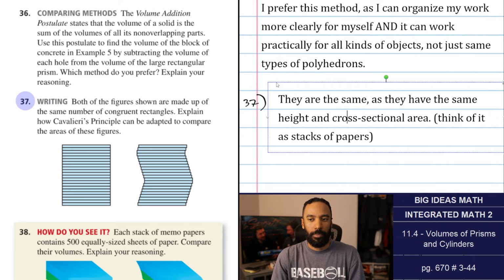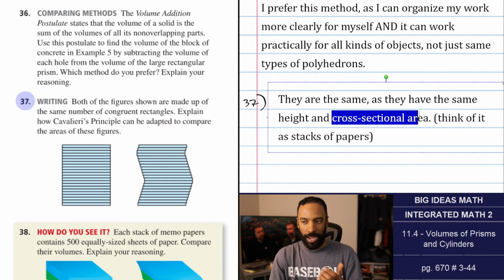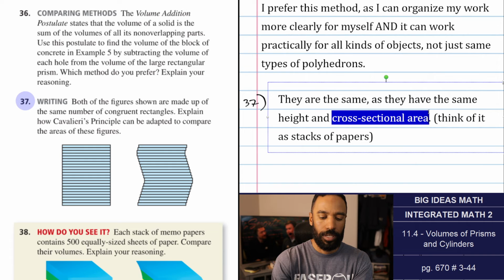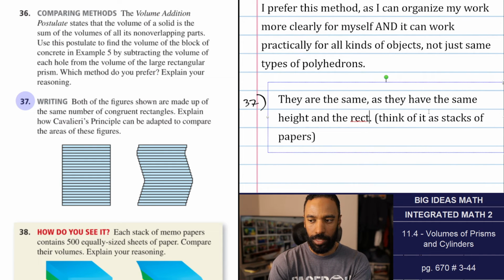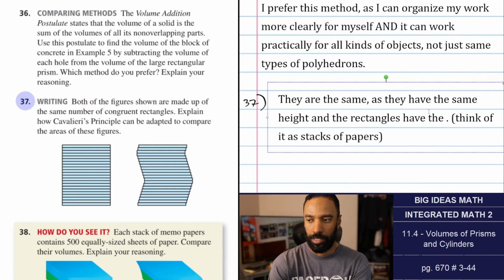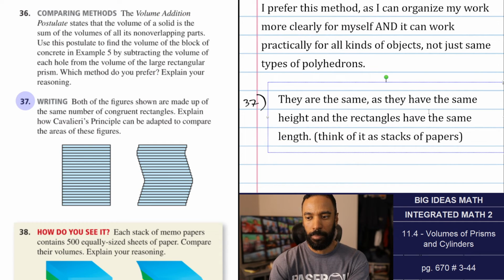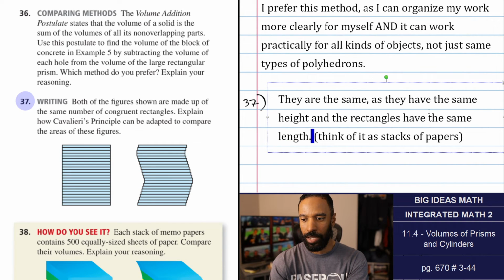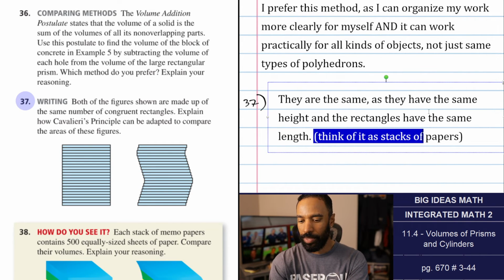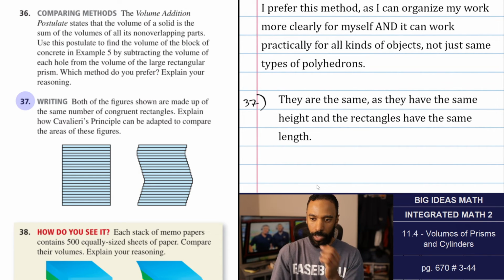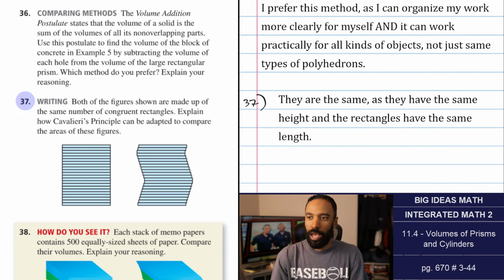Well, okay, I take it back. We won't call that cross-sectional area. We would just say the rectangles. Okay, because this isn't so much 3D. So I'll say the rectangles have the same length. So maybe it's not stacks of papers yet, because this is more two-dimensional in scope when we're looking at that one. So that's what I'd say for that one. Okay, there's number 37 then.